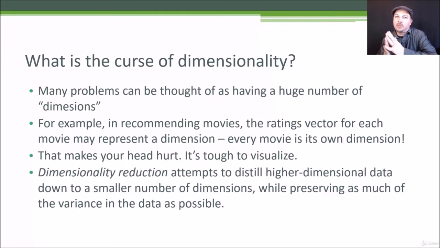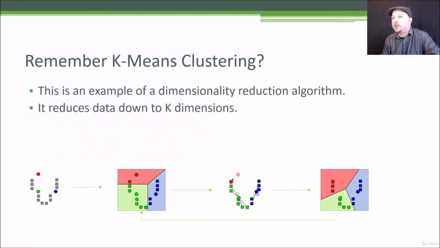By preserving the maximum amount of variance while we reduce the number of dimensions, we're more compactly representing a data set while still trying to preserve the variance in that data set. So a very common application of dimensionality reduction is not just for visualization, but also for compression and for feature extraction. And we'll talk about that a little bit more in a moment.